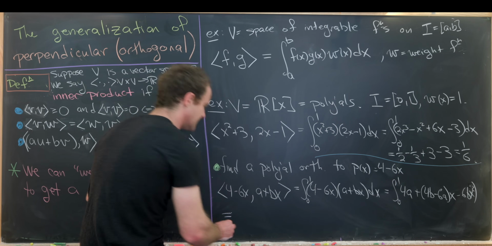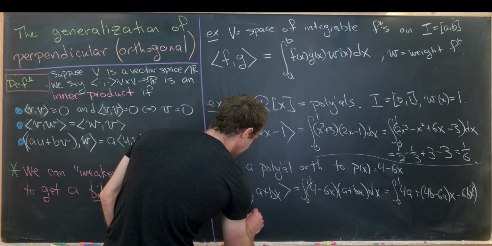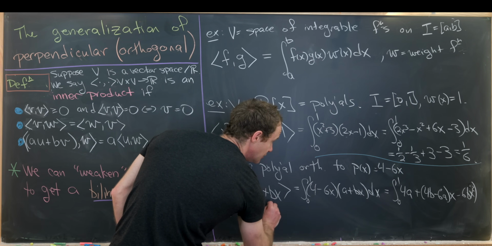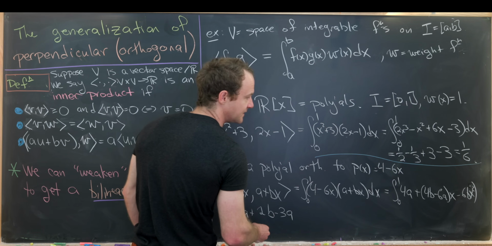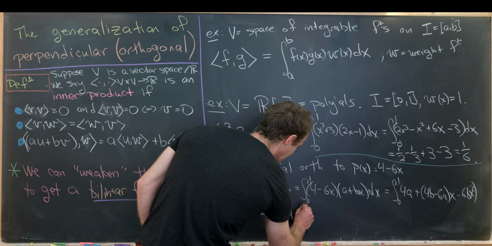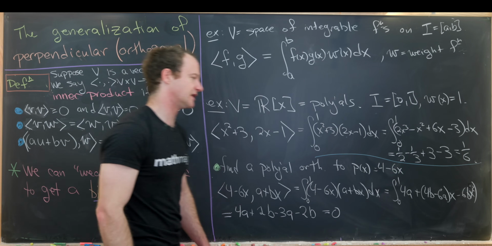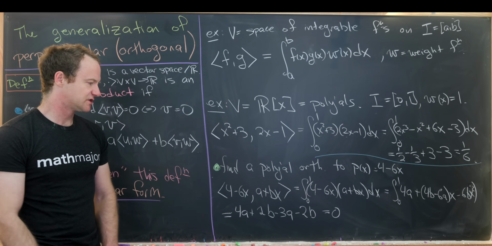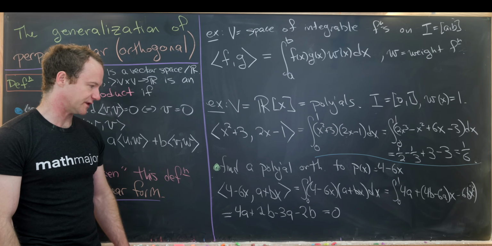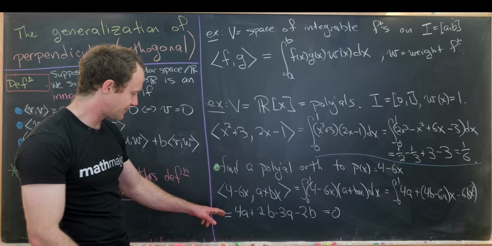So let's see. This is going to give us 4a, and then let's see, plus 2b minus 3a. That's what we'll get for this. And then finally, minus 2b. So that's equal to 0. So that's what we get from all of those. Notice I carefully chose this 4 and 6 so that when we took the antiderivative, we would only get whole numbers here. Okay, but we can do some simplification here.